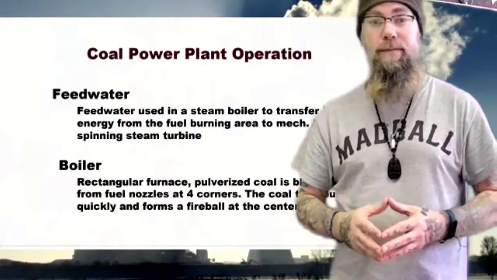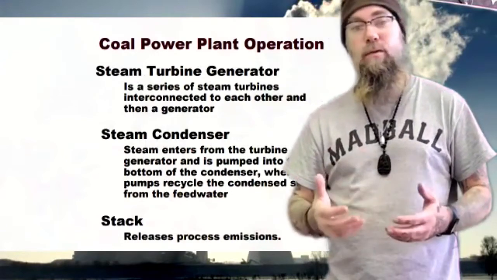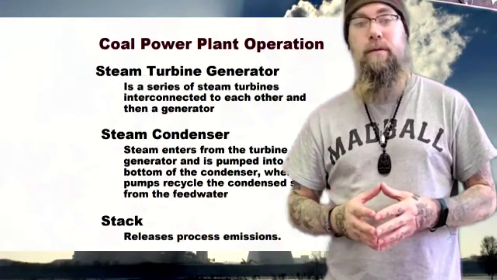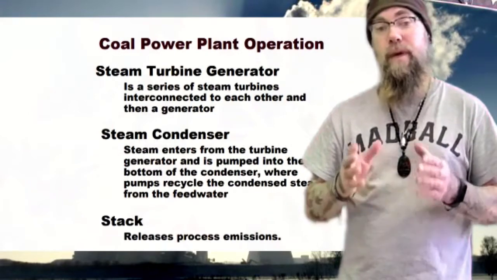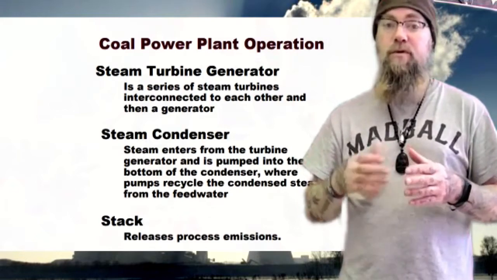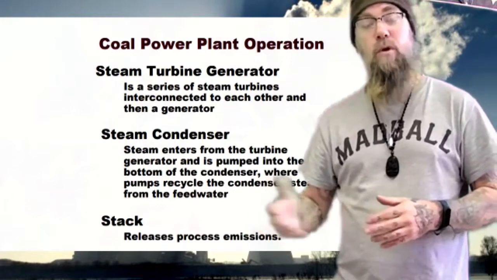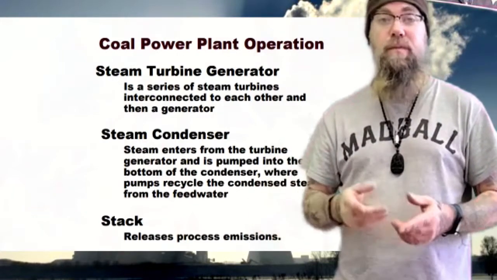turns the turbines. The steam turbine generator is a series of steam turbines interconnected with each other, and they're connected to a generator. The steam condenser is another part. Steam enters the turbine generator and is pumped into the bottom of the condenser, where the pumps recycle the condensed steam into feed water. And the stack, or smokestack, releases the emissions from the burning coal.